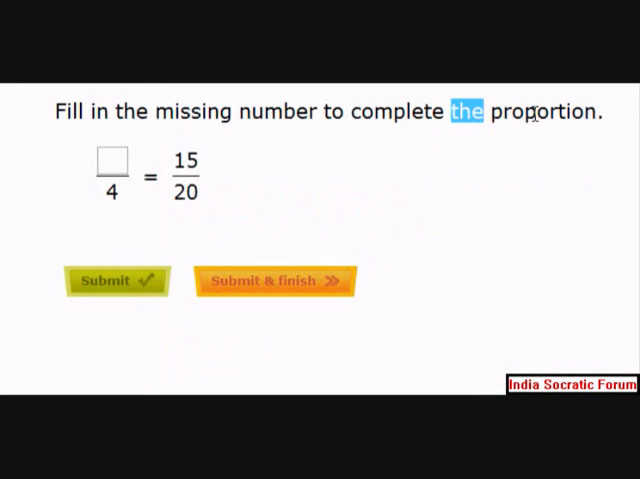Fill in the missing number to complete the proportion. 15 by 20 equal to what by 4?